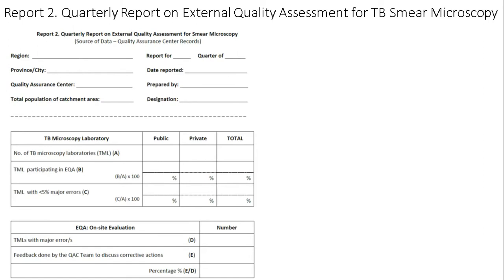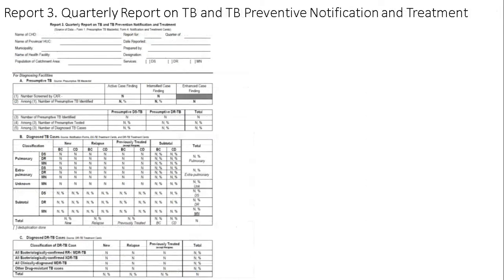And the regional office will submit the report to the NTRL. For report 3, quarterly report on TB and TB preventive notification and treatment. Part A, the presumptive TB. Here we put the number screened through X-ray. We have activity in Zamboanga City and Isabela through screening by X-ray. And if the situation is okay, we can push through the X-ray screening in the provinces too.